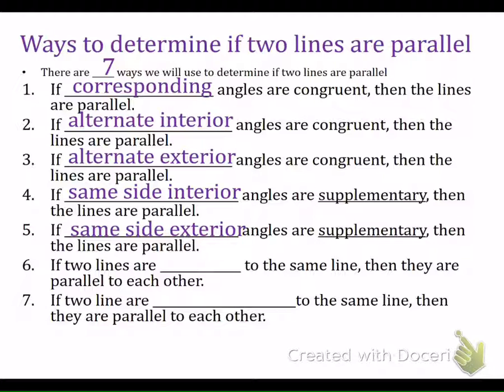If two lines are parallel to the same line, then they are parallel to each other. That's kind of a new one. It always reminds me of the transitive property: if line 1 is parallel to 2 and 2 is also parallel to 3, 1 and 3 are parallel, sort of that same idea. And then if two lines are both perpendicular to the same line, they're parallel to one another. So if they both make right angles with the same line, they're parallel to one another. So those are 7 different ways we're going to use today to show that two lines are parallel to one another.